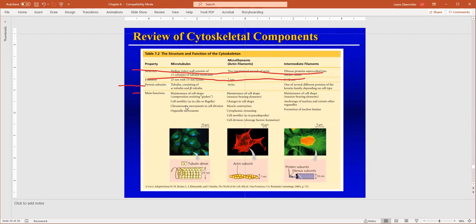So I might ask you, what's in charge of organelle movement? And you would tell me microtubules. I might ask you, what's in charge of changing cell shape? And you would tell me microfilaments. Or I might ask you, what anchors the nucleus in place? And you would tell me intermediate filaments. So make sure that you study this table very well.